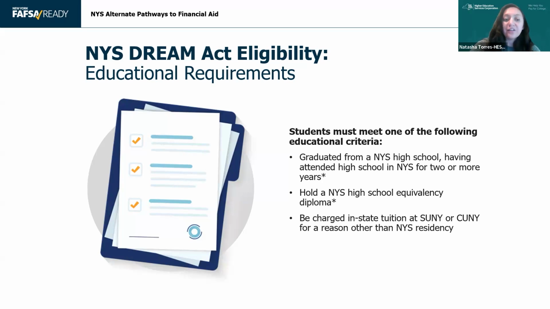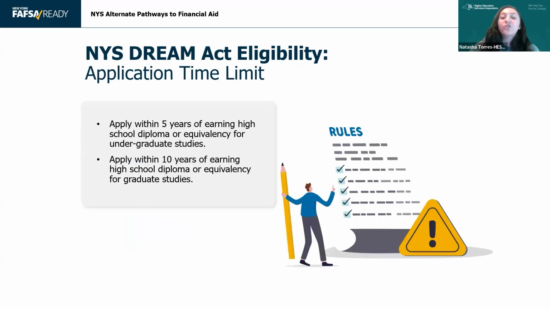There is one more criteria that students must meet. We'll go to the next slide now. We'll see if students did attend a New York State high school for 2 years or more, or they have their equivalency diploma, they must also apply for the DREAM Act within 5 years of graduating or receiving that equivalency diploma. That's for undergraduate studies. If they're applying for a graduate program, they have a 10-year window. So that's going to be really important to know for the DREAM Act. So there are 3 things to keep in mind. 1, do I meet the citizenship criteria on that list? 2, do I meet one of those 3 education criteria? And last but not least, did the student apply within 5 years of getting the New York State diploma or equivalency diploma?